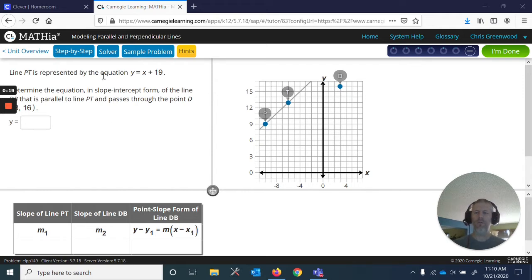So again, here's my equation, y equals x plus 19. One thing that might be confusing is x, there's no number in front of it. Well, that's just 1x, so it means my slope is 1, or another way to say that is 1 over 1. So that's the slope of this line.